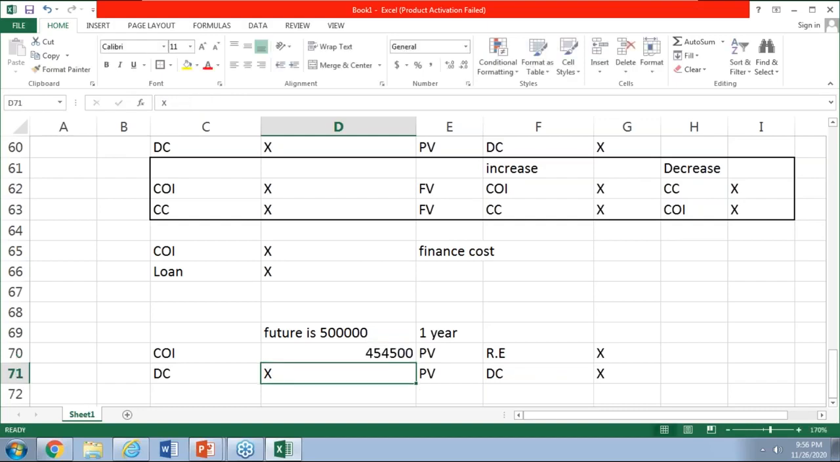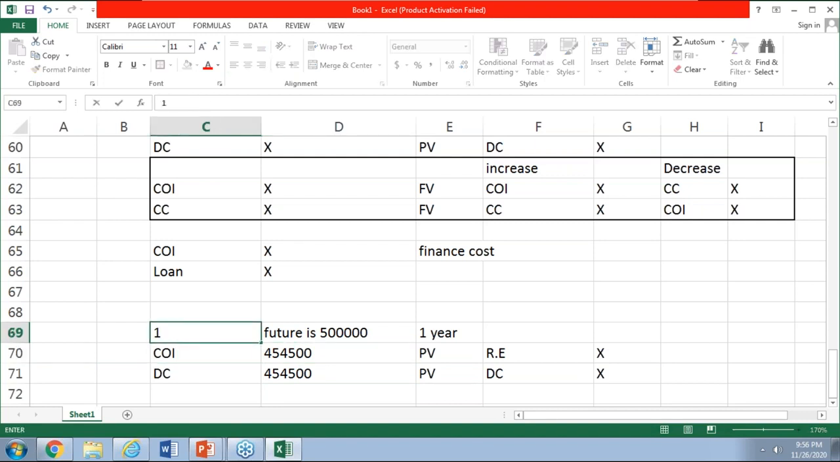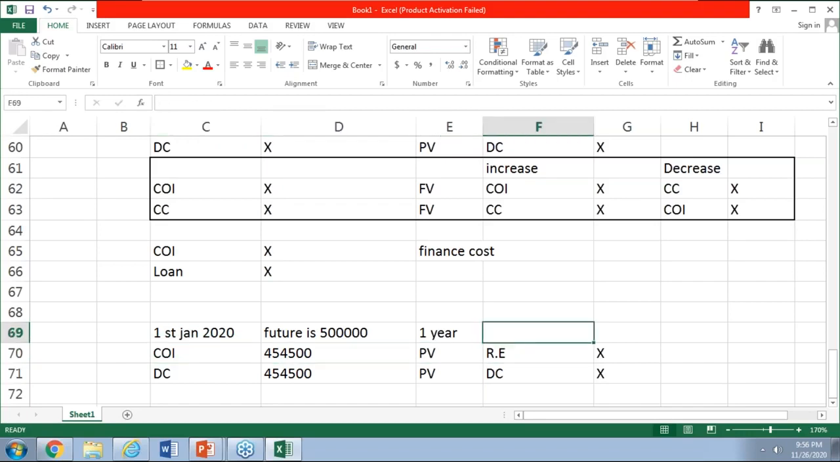So it should be recorded at 454,500. This is called the present value. Now, assuming today is 1st January 2020, and we have recorded this transaction at this amount. But when we completed this financial year 2020, the value of this present value will increase from this amount to 500,000.